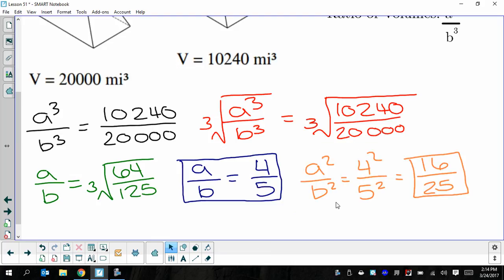If I want the ratio of surface areas, I just square A and B. So I square 4 and 5, and I get 4 squared is 16, 5 squared is 25. This is my ratio of surface areas. And I'll say this, if I know the ratio of surface areas, and then I know one of the object's actual surface areas, I can create a proportion to solve for the other 3D figure's actual surface area. And we'll do some of that in class.